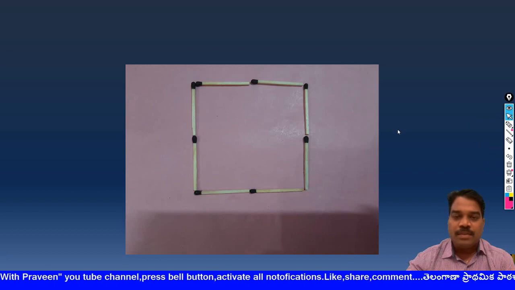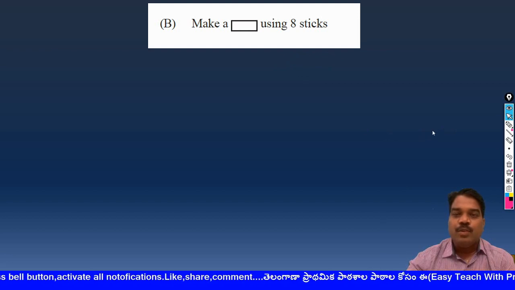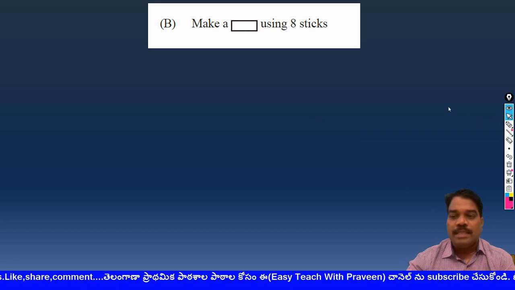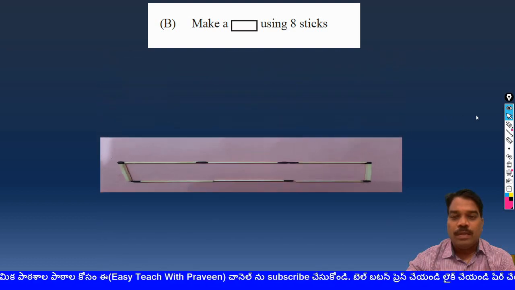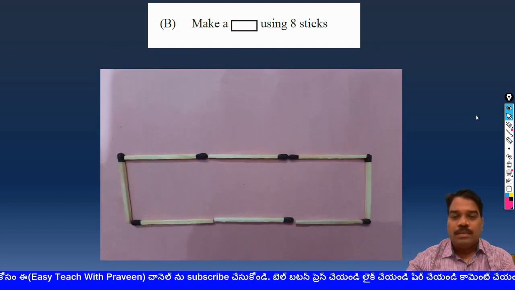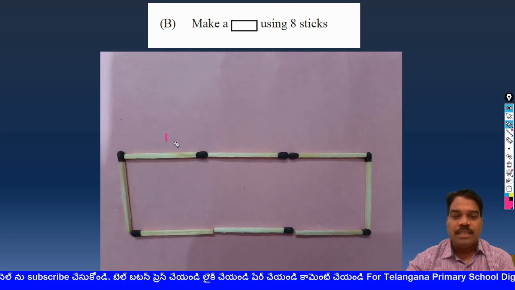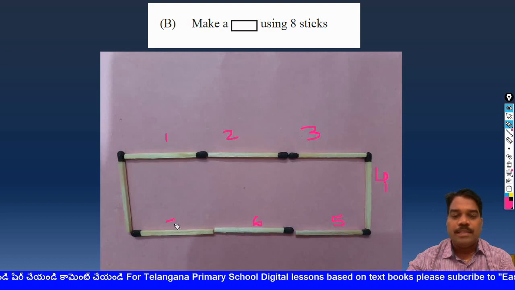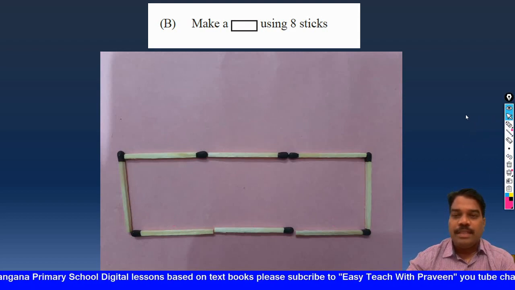Next question. Make a rectangle using 8 sticks. So let us take 8 matchsticks and make a rectangle. Yes, like this we can make a rectangle with 8 matchsticks. That is 1 2 3 4 5 6 7 and 8. So we can make a rectangle with 8 matchsticks.